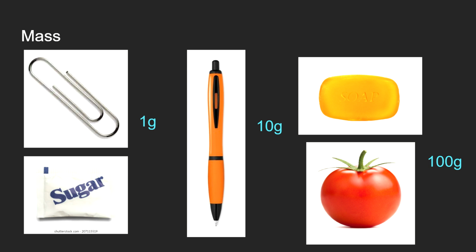So here are a few things that are in grams. For 1 gram we have one paper clip. A paper clip is quite a common object that you can go and find, you can hold it and feel how 1 gram feels like. Or you can also have a small packet of sugar. For 10 grams we have a plastic pen. This one you may also have in exams, so it can be a very good reference. For 100 grams we have a bar of soap and a medium sized tomato.